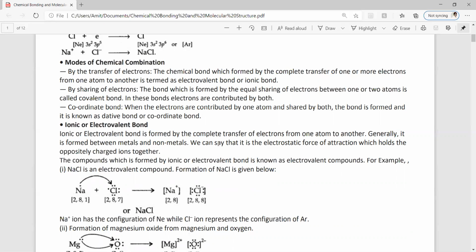By sharing of electrons, the bond which is formed by the equal sharing of electrons between two atoms is called covalent bond. In these bonds, electrons are contributed by both.